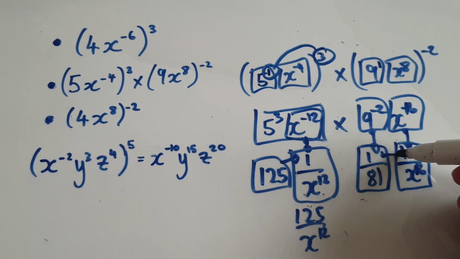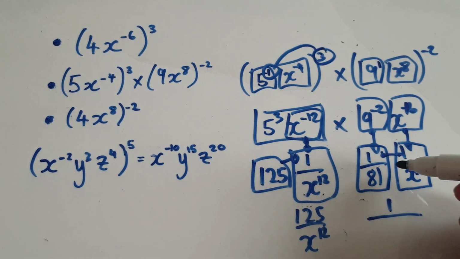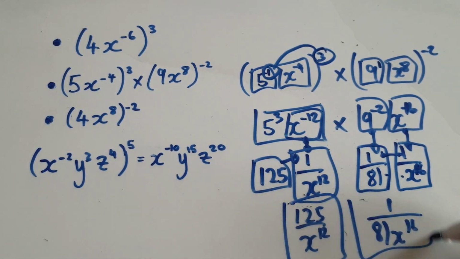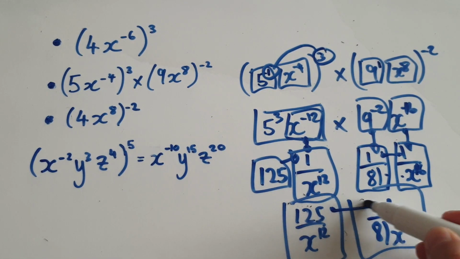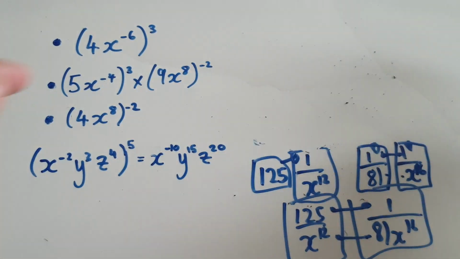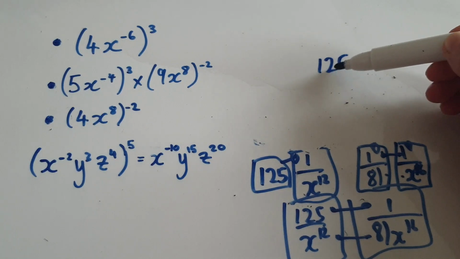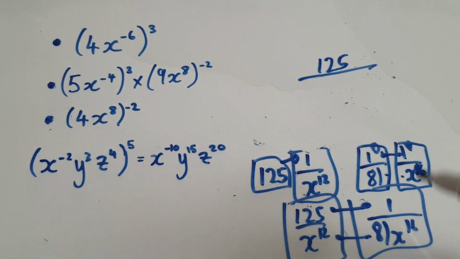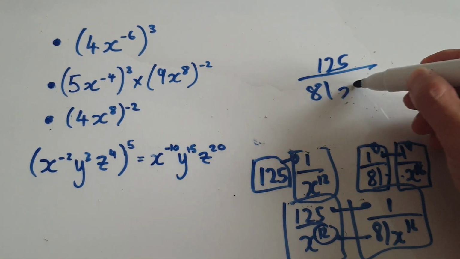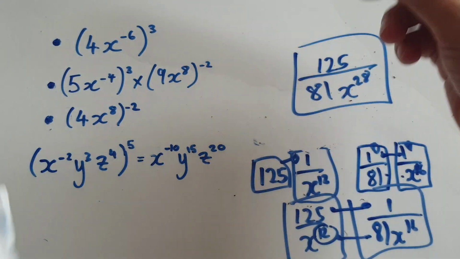You've got two fractions, top times top, that would be 1. Bottom times bottom, that would be 81 x to the power of 16. So now you've got two blocks being multiplied together. So that would be top times top, bottom times bottom, because it's just two fractions multiplying with each other. That will then give you 125 over bottom times bottom would be 81, x to the power of 12 times x to the power of 16. You would add the two indices. That would be 28. x to the power of 28. So this is your final answer.